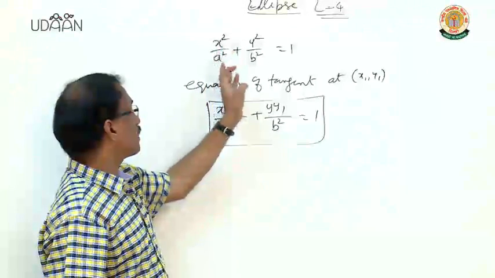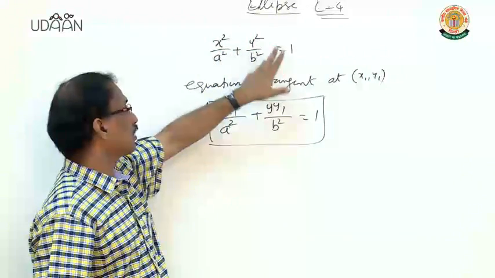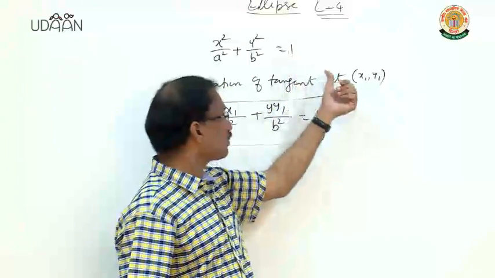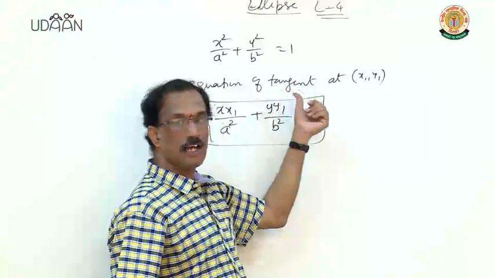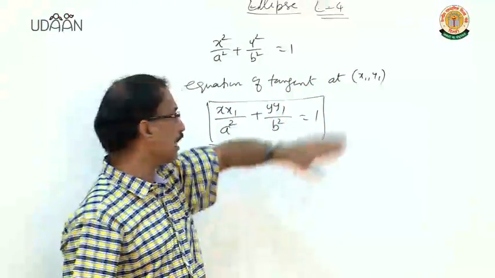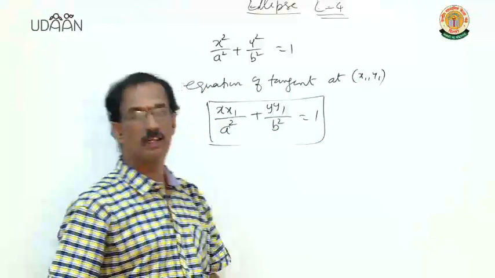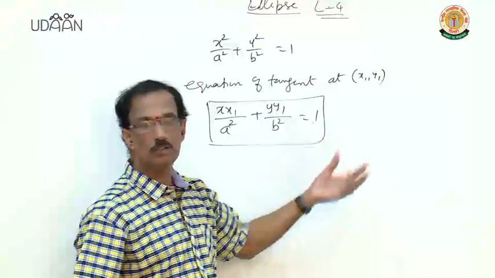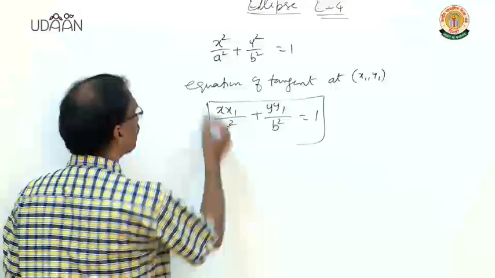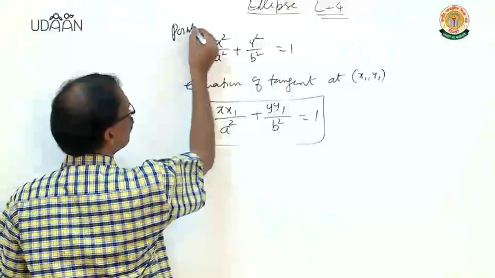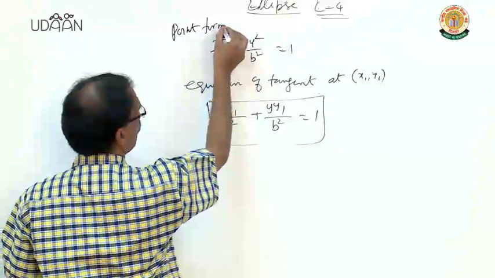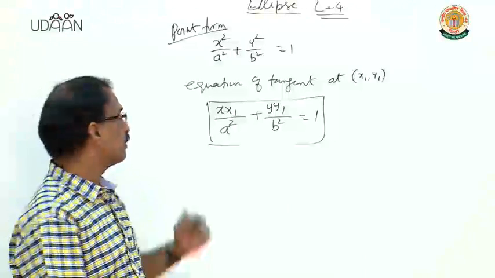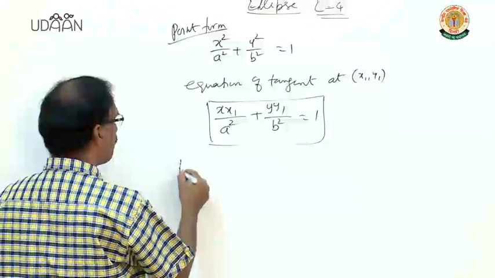So if the equation of the ellipse is x square by a square plus y square by b square equal to 1, and the point at which we are going to draw the tangent is (x1, y1), then the equation of the tangent at that point is x x1 by a square plus y y1 by b square equal to 1. This is point form, that is, you know the point on the ellipse, and at that point you draw the tangent. Now next one, parametric form.